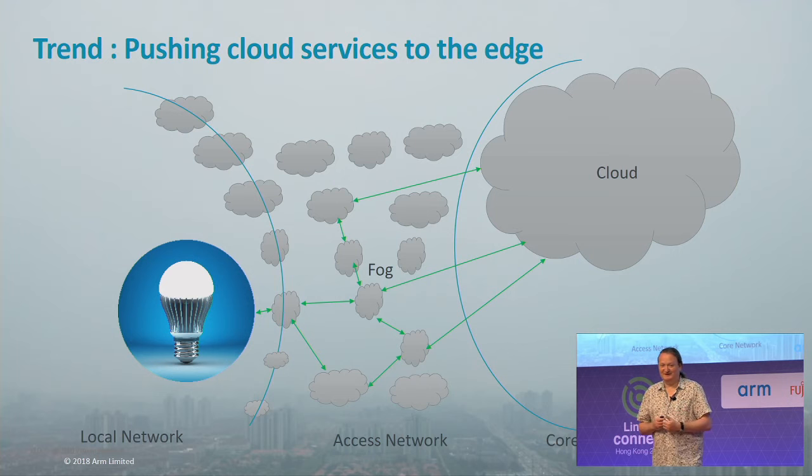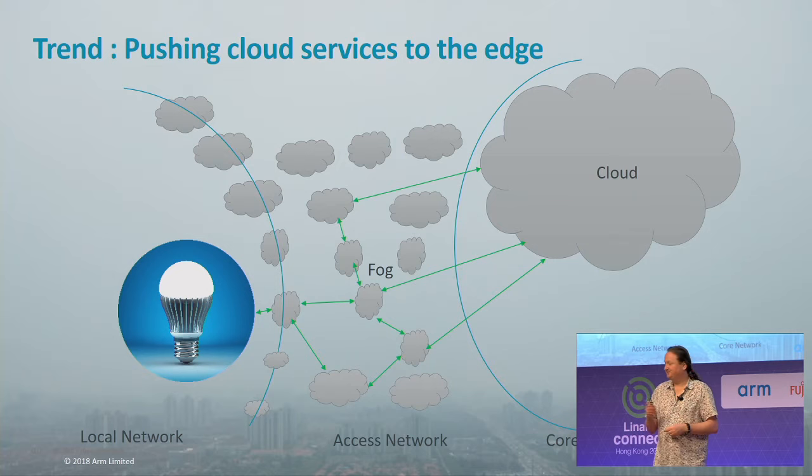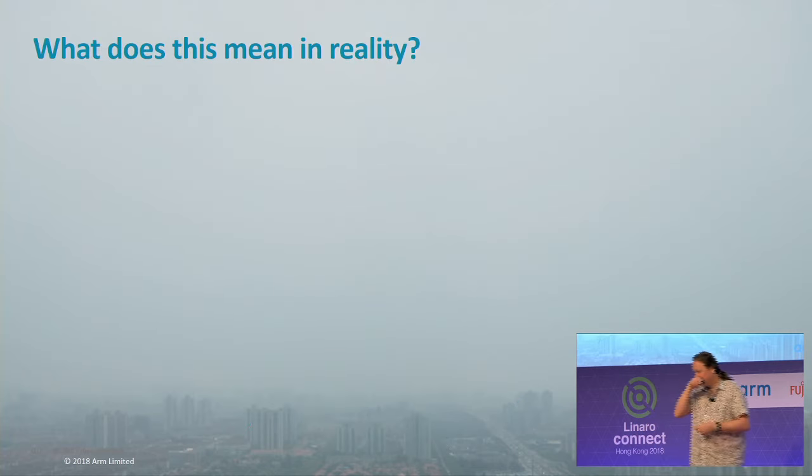Obviously, the light is a very simple use case, and you can solve that in many different ways, just by putting a light switch in. But think about some of the other things that we're building into this modern connected world, and you start to realize that something needs to change. So what do we mean in reality?